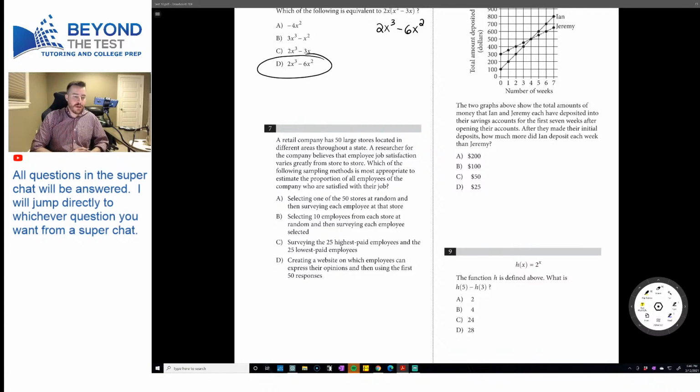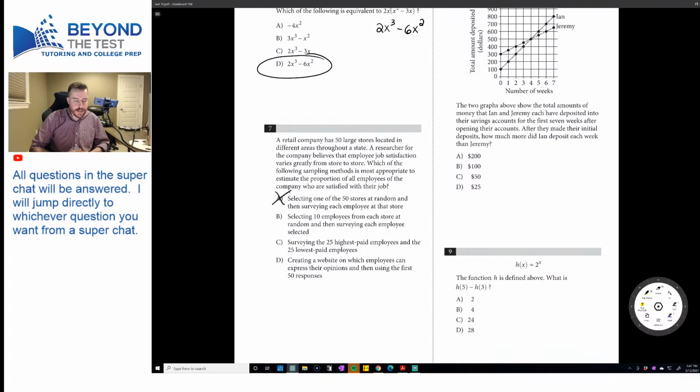What the best way to do that would be, let's take a look at A here. Selecting one of the 50 stores at random and then surveying each employee at that store. Well, is that going to give us a good representation of the employees at all 50 stores? No, right? You might have good management at one store, but not so good management at the other 49 stores. So that's not going to be a good sample of the entire company. When you're doing samples and surveys, you want them to be as random as possible, okay? Really spread out and just very random.